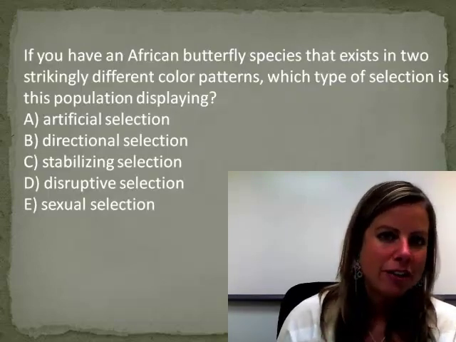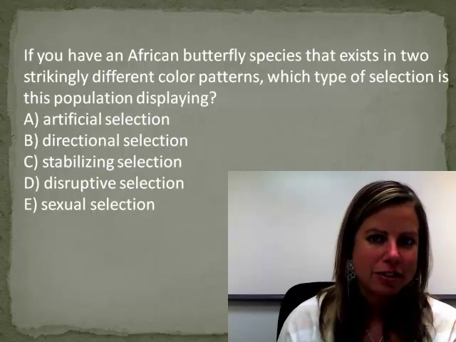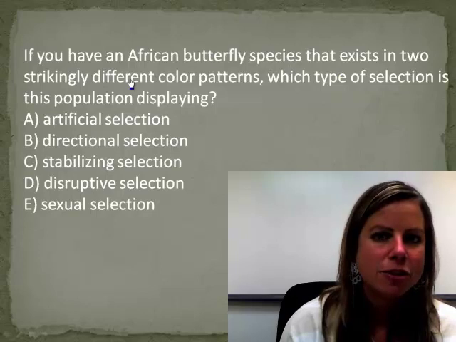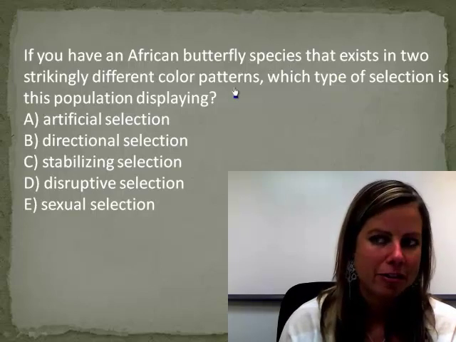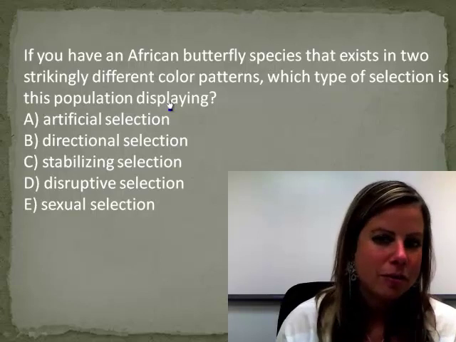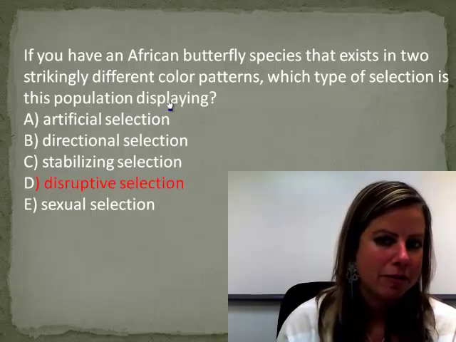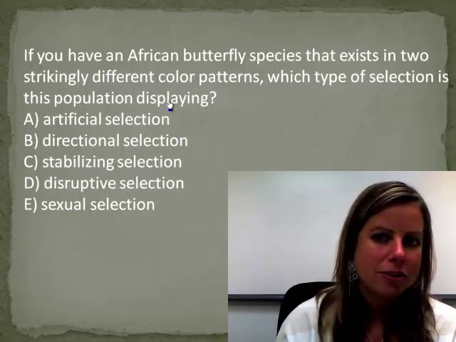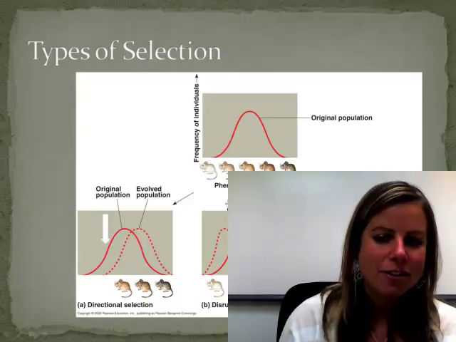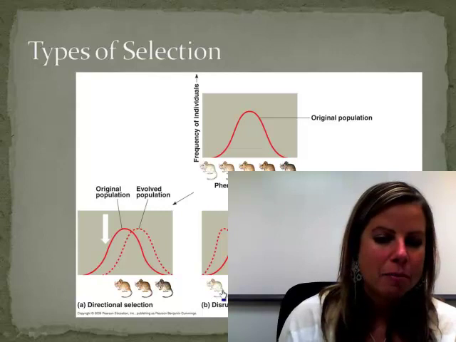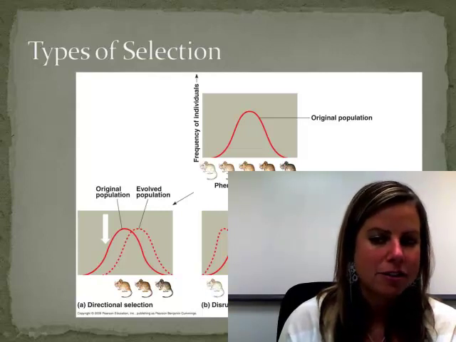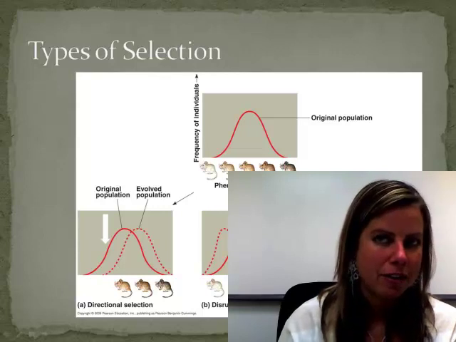Okay, so these are some questions that can ask you about the different types of selection that can happen. So you have butterfly species that have 2 very different color patterns. What type of selection is it showing? So the answer to this one is going to be disruptive. So if we go back to this slide, here's disruptive right here, right? Because they said 2 different colored patterns, very, very different, right? And so that means the extremes are being favored in that population.